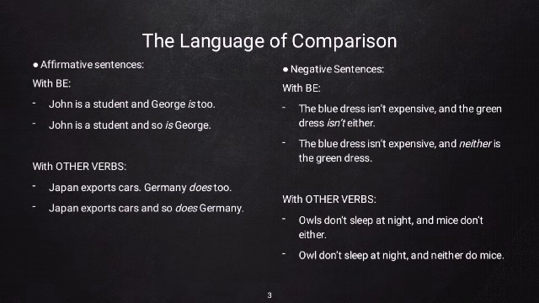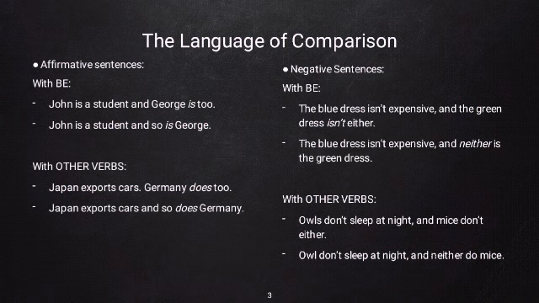The language of comparison. The first one is affirmative sentences. With B, the affirmative sentences is: John is a student and George is too. John is a student and so is George. With other verbs, Japan exports cars, Germany does too. Japan exports cars and so does Germany.